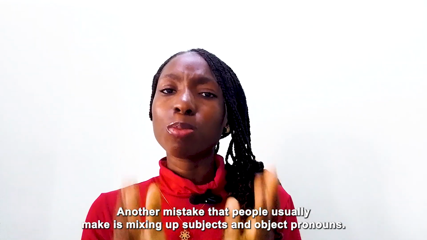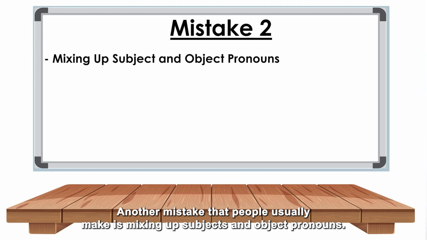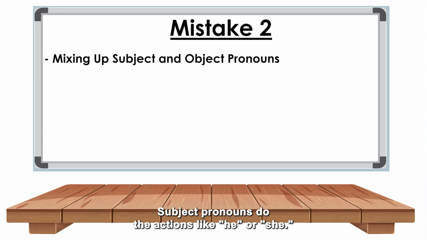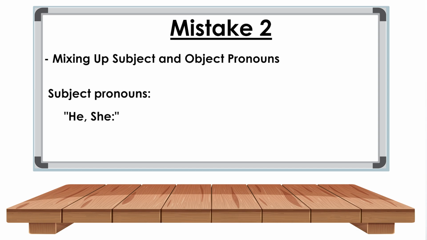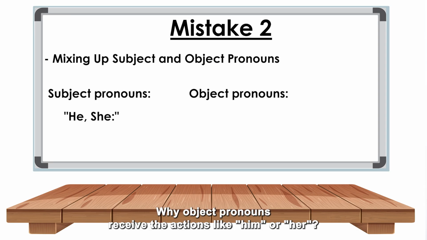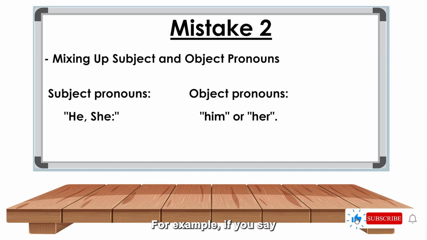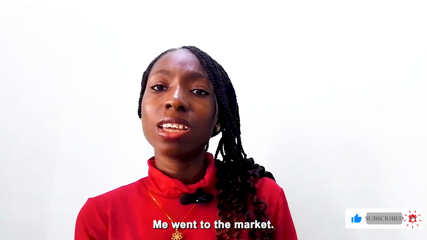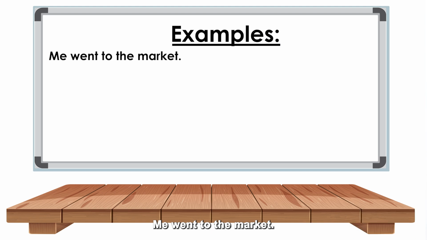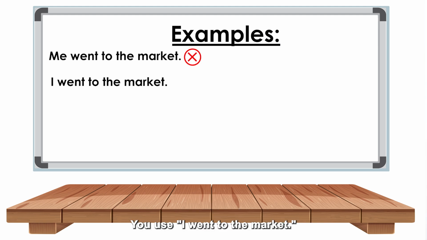Another mistake that people usually make is mixing up subject and object pronouns. Subject pronouns do the action, like he or she, while object pronouns receive the action, like him or her. For example, if you say, "me went to the market," yes, you're referring to yourself, but it's wrong. You use "I went to the market."